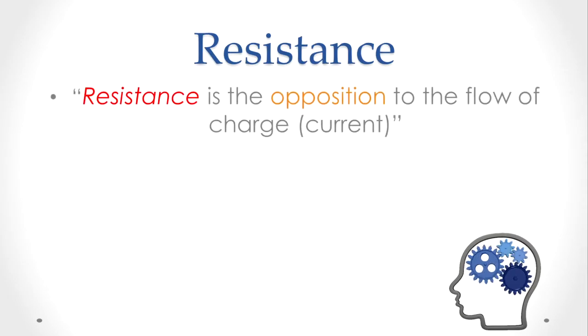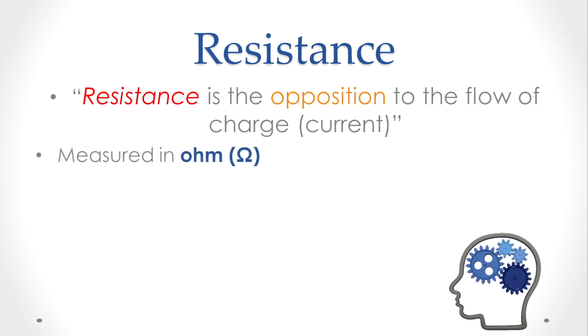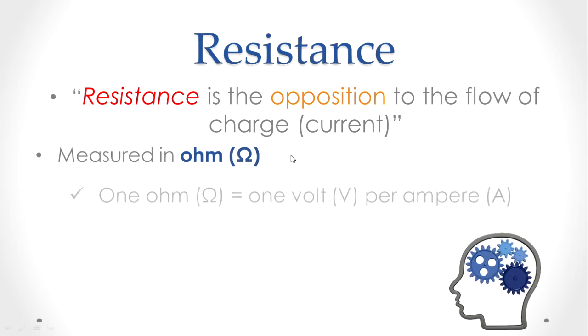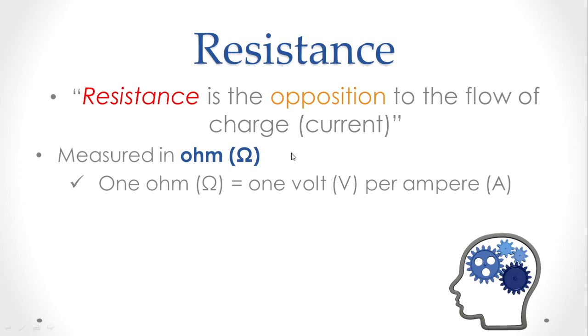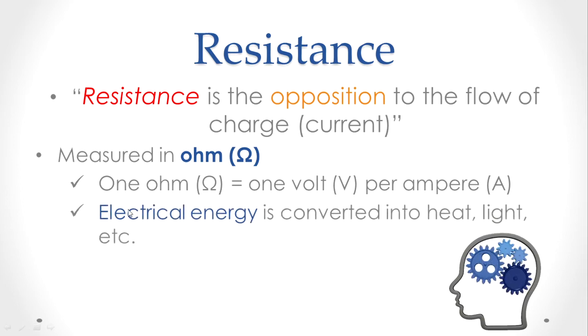So what is resistance? It is the opposition to the flow of charge. And remember, as we discussed in the previous video, the flow of charge is also known as current. Resistance is measured in ohm, which is shown by this symbol over here, and 1 ohm equals 1 volt per ampere. So it's pretty much a way in which we can calculate resistance. Electrical energy is converted into heat and light. That is what happens as a result of resistance.